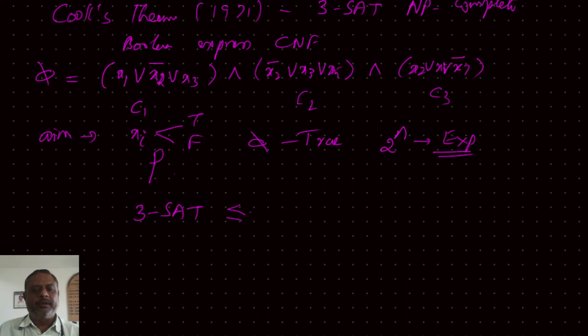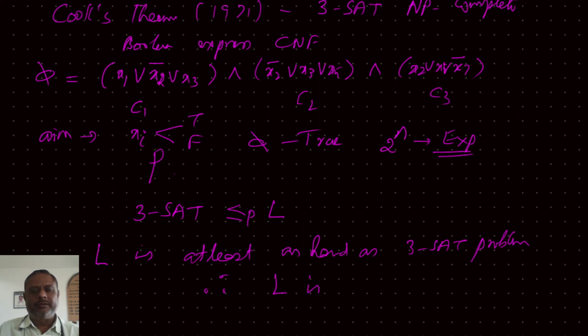So if we can reduce our problem L from the 3-SAT problem, then we can claim that L is at least as hard as the 3-SAT problem. Therefore, we can say that L is NP complete. So friends, we got a shortcut in solving this problem.